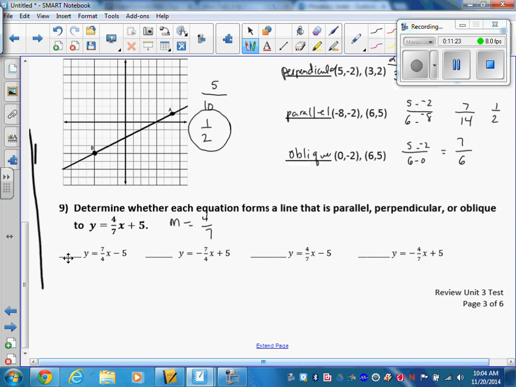So this is the same slope, so this would be parallel. This one is the negative reciprocal. This one would be perpendicular. This one is the same slope. So is this one parallel or not? No. So this one's oblique. This one is perpendicular. This one is parallel. And what about the last one? Oblique.